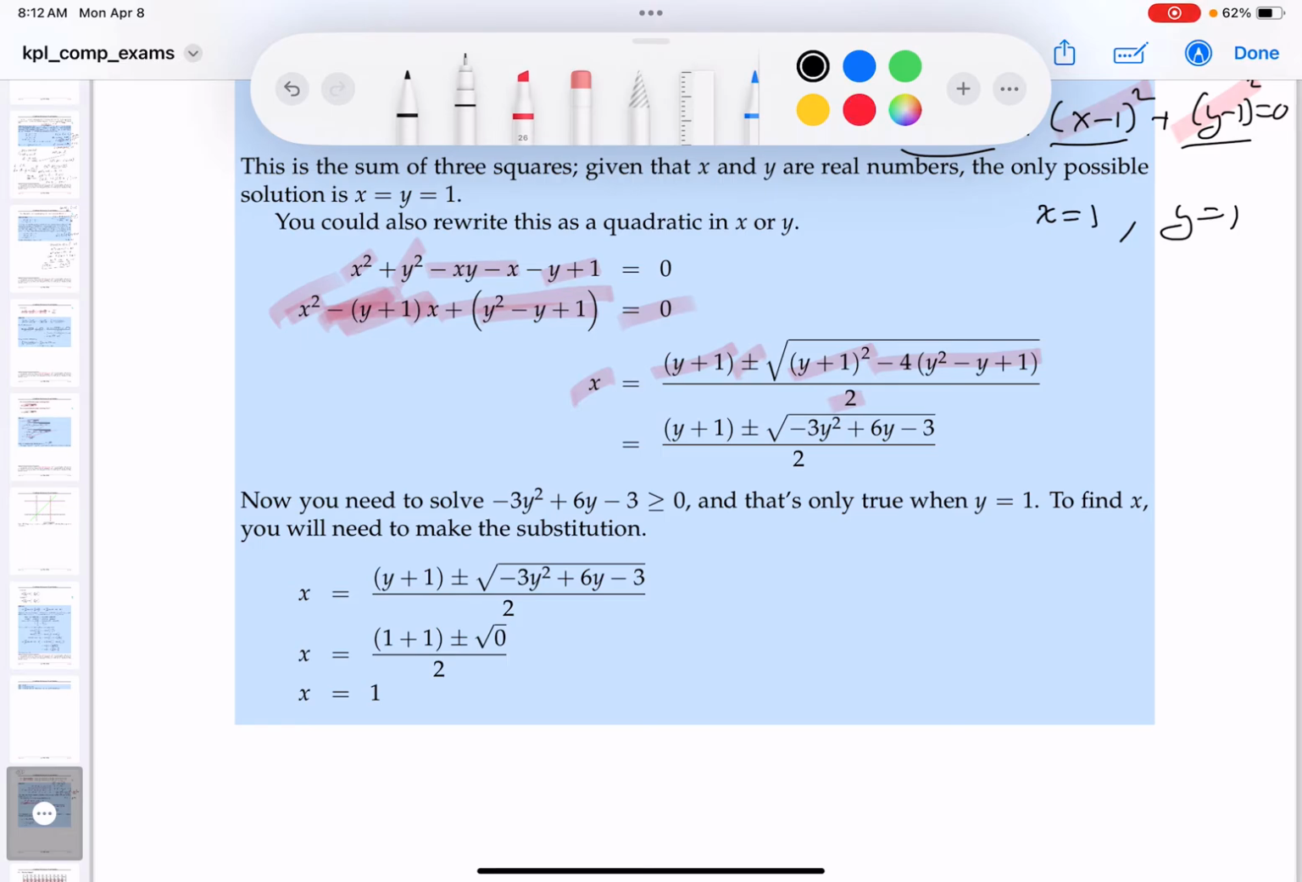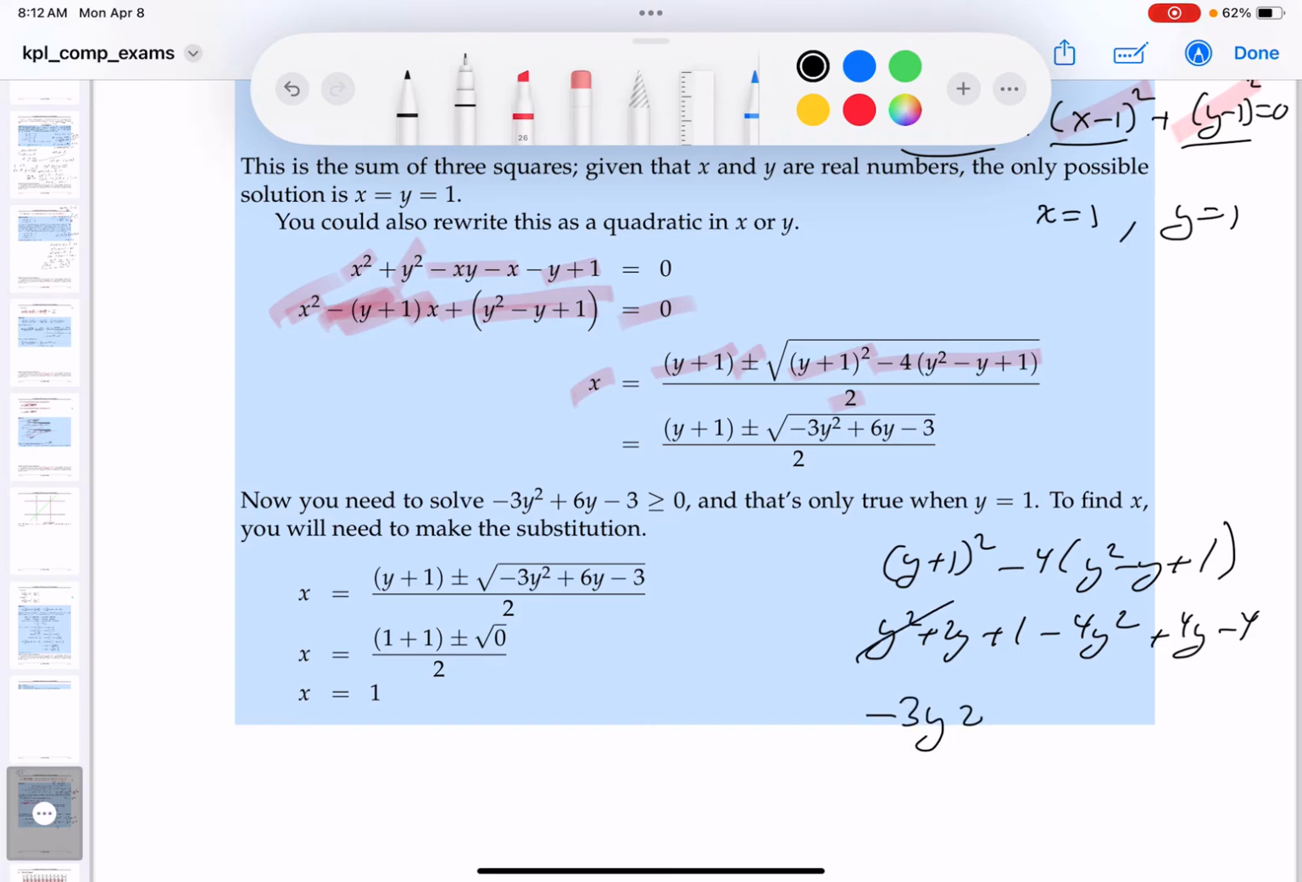All right, let's go through that. So y plus 1 squared, let's write this down for you. Minus 4, y squared minus y plus 1. It's going to be y squared plus 2y plus 1 minus 4y squared plus 4y, and then minus 4. Let's pull this together. Minus 3y squared, plus 6y, and then minus 3. All right? That is where this is coming from over here. So minus 3y squared plus 6y minus 3.